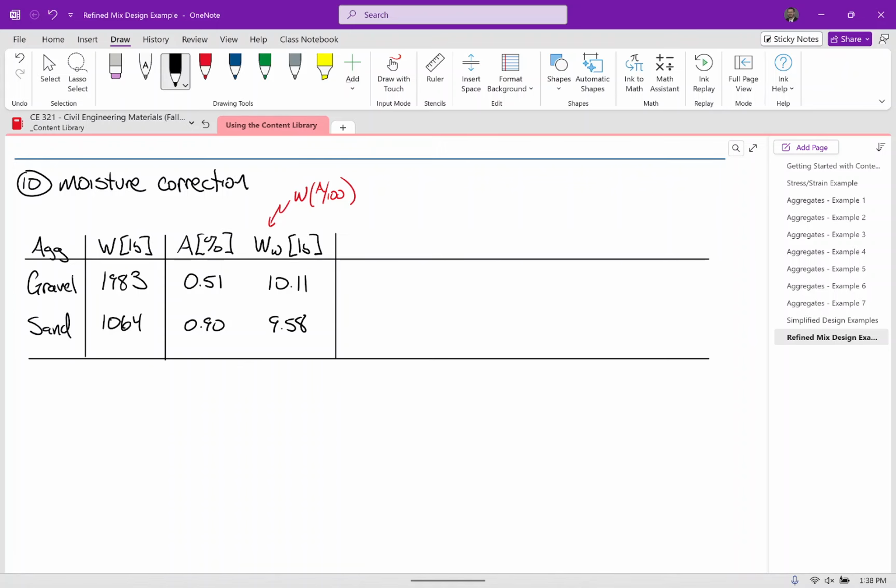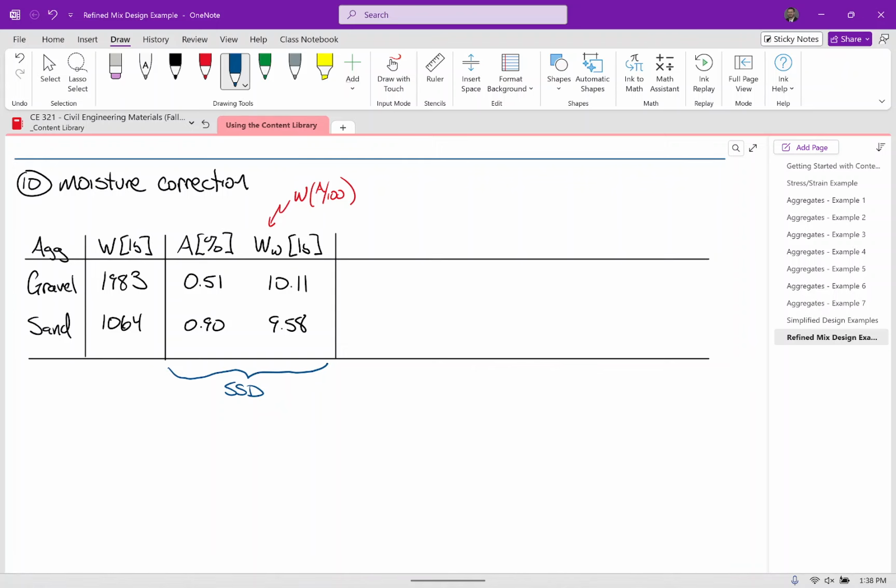Okay. So this right here is saturated surface dry. So for this amount of gravel, I propose that the surface is dry but the pores are full. It's got 10.11 pounds of water inside the aggregate. Everybody okay with that? That's if it's saturated surface dry.